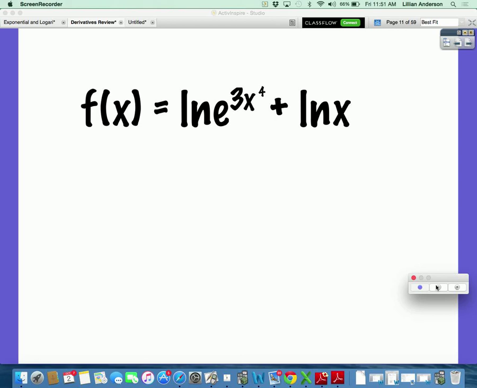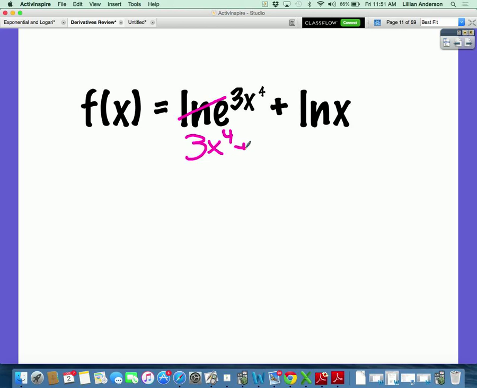Okay, the ln of e cancels out, so you're just left with 3x to the 4 plus the ln of x. And then you just do regular power rule over here, which is 12x to the third. And then what's the derivative of ln of x? 1 over x.